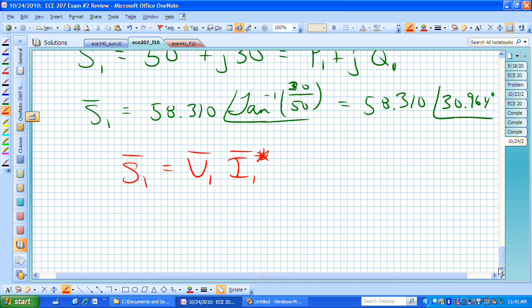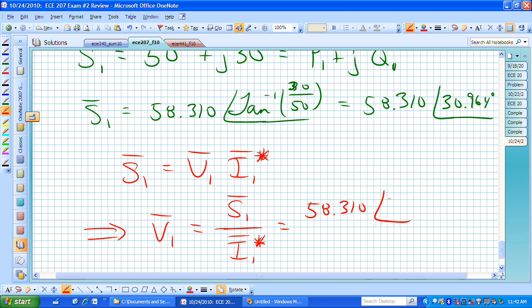Now we're in a position to use our complex power formula, which is V1 I1 star, or I1 conjugate. We know I1, so we know I1 star. Since I1 is I2 in this circuit, they're in series. This now allows us to solve for V1. V1 is just the complex power of that load, S1, divided by the conjugate of the current, I1 star.